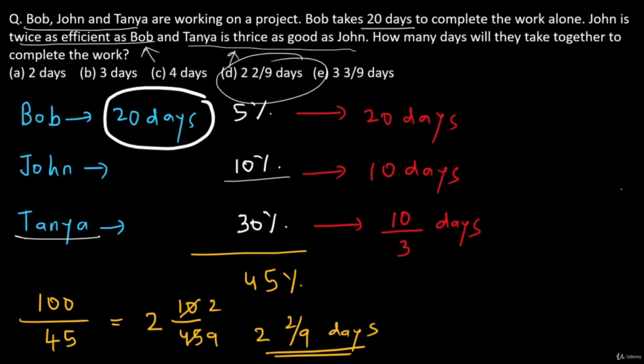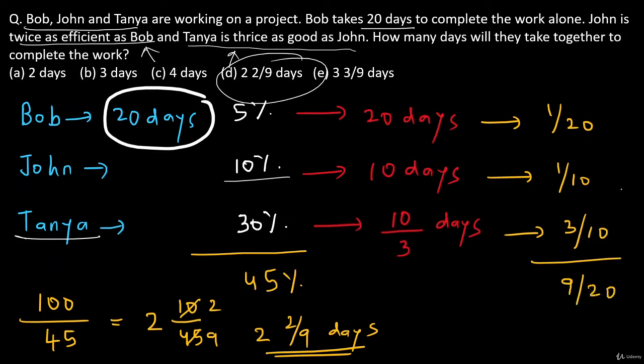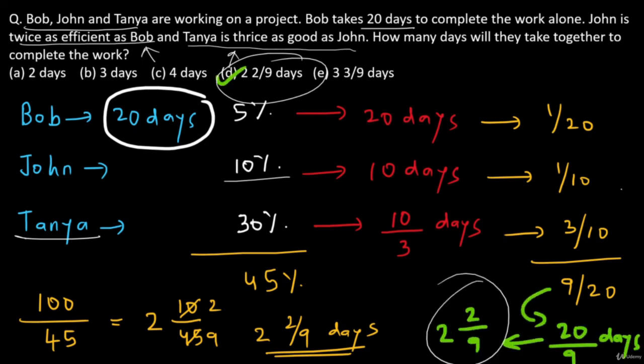Now in one day, Bob would complete 1 by 20 of the work, John would complete 1 by 10 of the work, and Tanya would complete 3 by 10 of the work. So together they would complete 1 by 20 plus 1 by 10, plus 3 by 10. That's equal to 9 by 20 of the work. So they would require 20 by 9 days to complete the work, which is the same as 2 by 9, and therefore the answer to this question is option D.